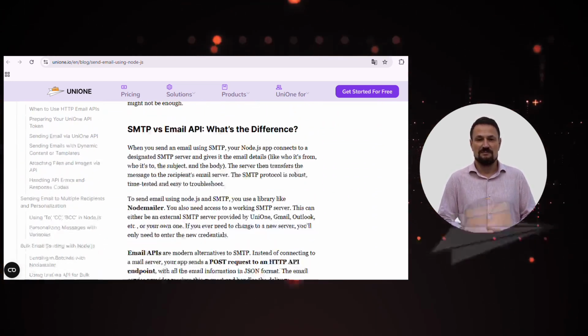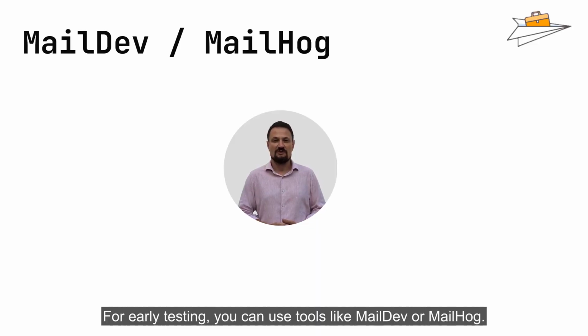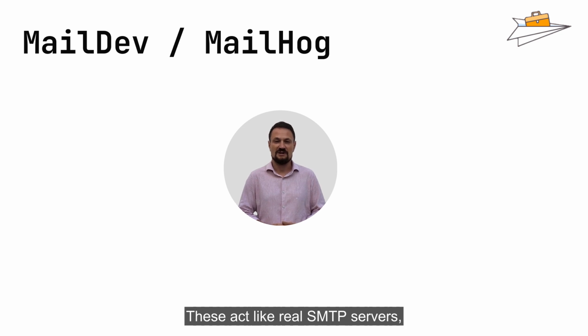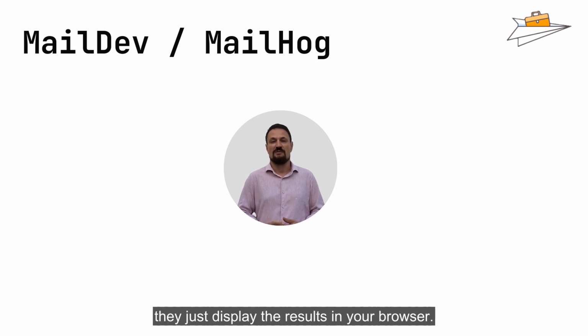Let's get started. For early testing, you can use tools like MailDev or MailHog. These act like real SMTP servers, but do not actually send any emails. Your app sends emails to them, and instead of delivering messages, they just display the results in your browser. Super handy for quick checks.